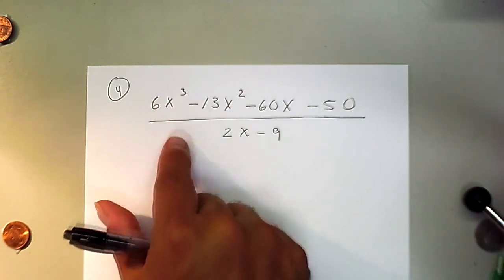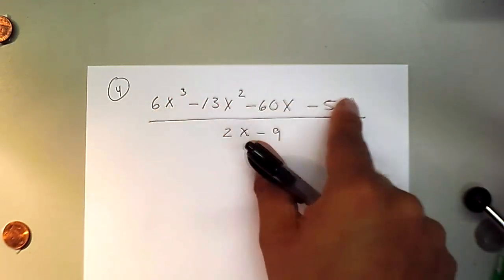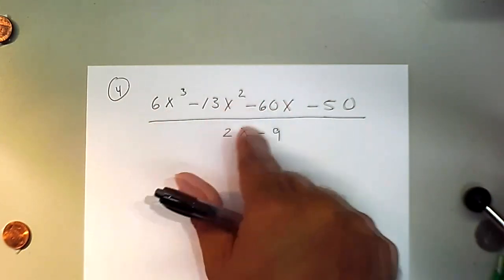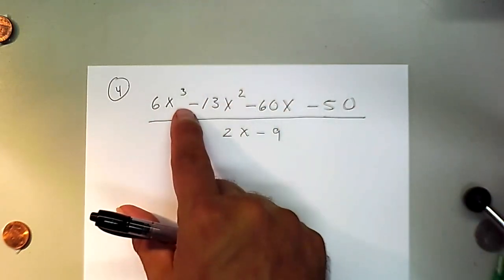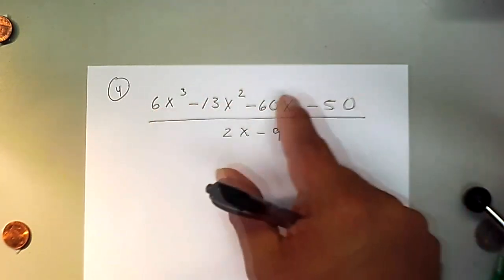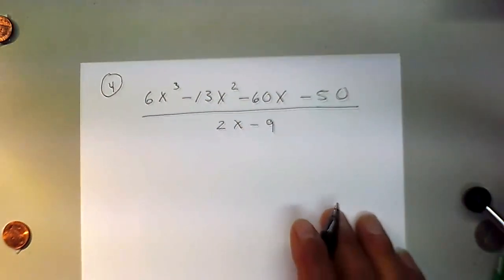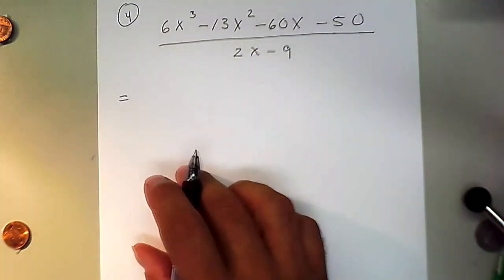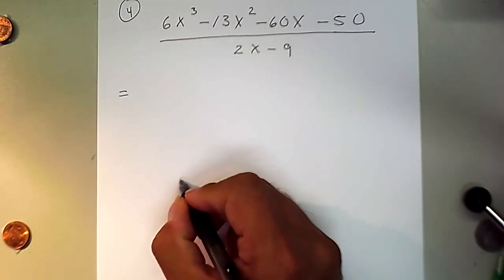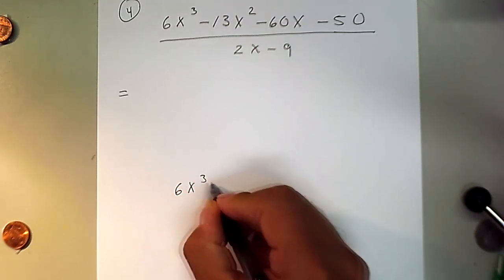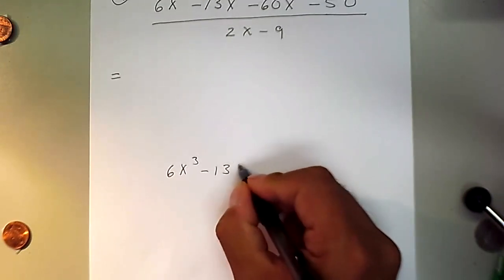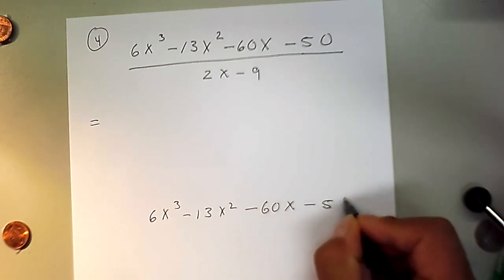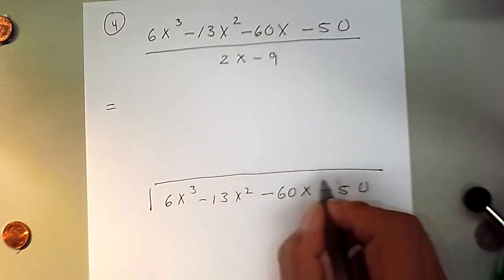So this is an improper fraction in the sense that the polynomial on top is way bigger than the polynomial in the bottom. And so we want to change that into a mixed polynomial, I suppose, or a mixed fraction in which we have a polynomial plus a proper polynomial. Okay, so we're going to put an equal, and we're going to leave this blank for now because we're going to perform the computations down here. So we're going to have 6x cubed minus 13x squared minus 60x minus 50, and we're going to divide this by 2x minus 9.